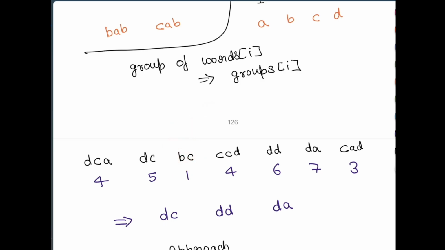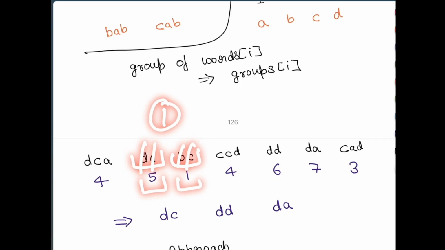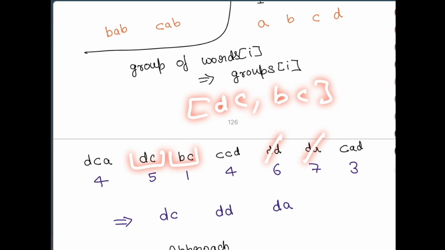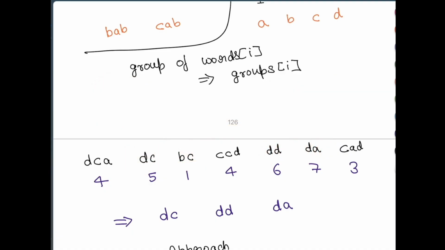Why? Because they both differ by exactly one character. D and B are different, one character is different, and C and C are the same. So in this case, it is also valid. Their groups are also different. But if you select DC with BC, then DC comma BC will be your answer. You will not be able to choose DD and DA, right? Because BC and DD differ by two characters. So the output you will form is DC comma BC, which is of length 2. And we can form another array which is of length 3, so that is the better output.